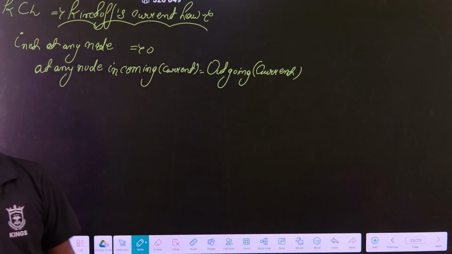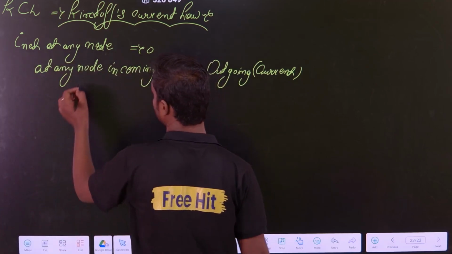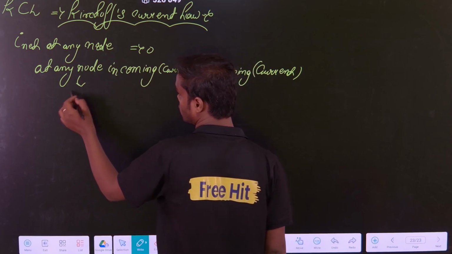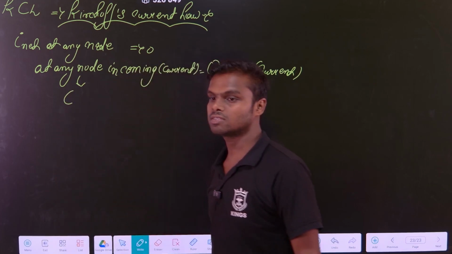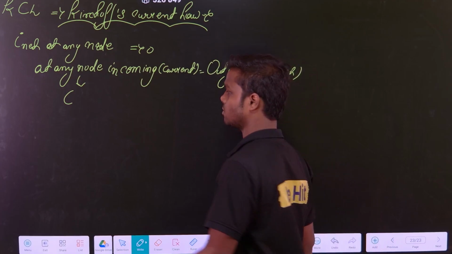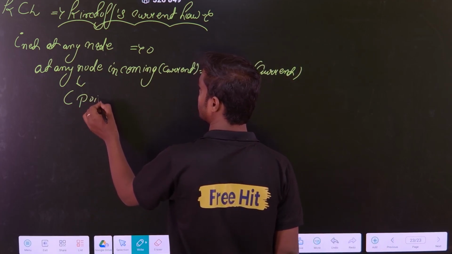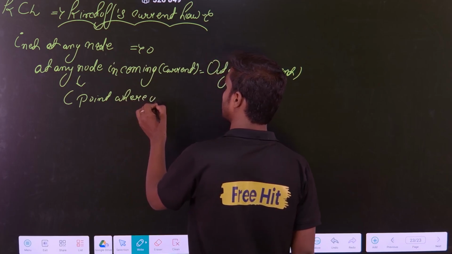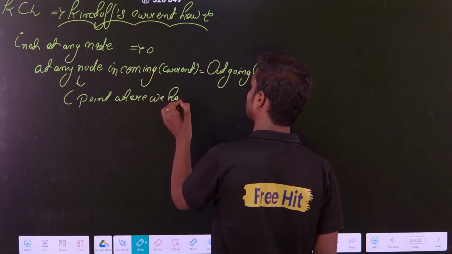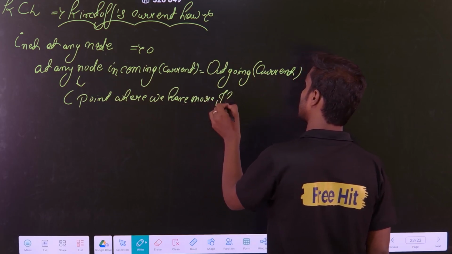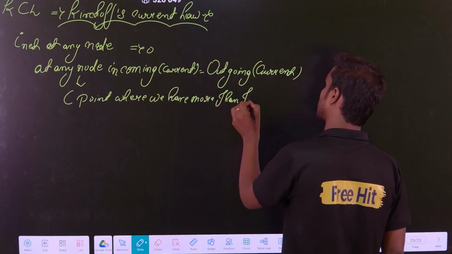Incoming current is equal to outgoing current. Is that clear? That is the basic. First you have to understand what a node is. Node means simply, just for your point of view, a point where we have more than two terminals.